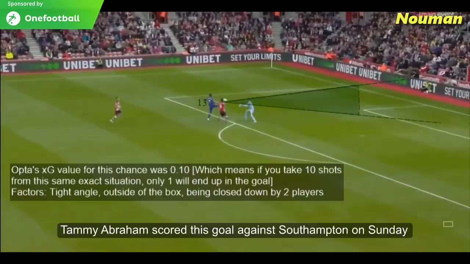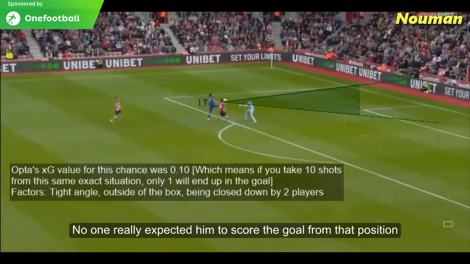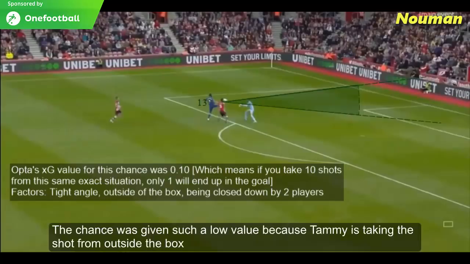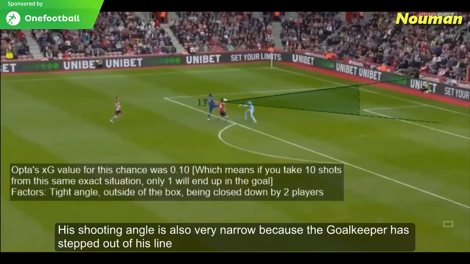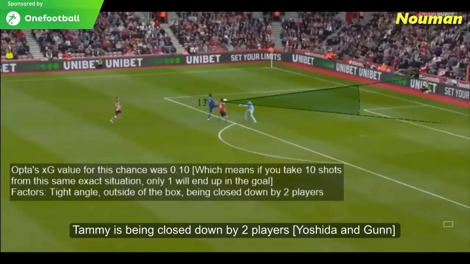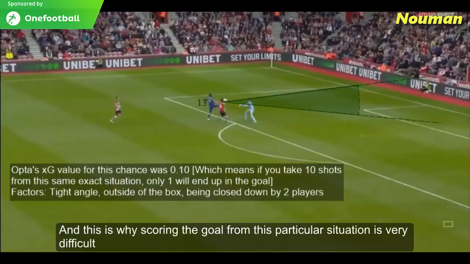Tammy Abraham scored this goal against Southampton on Sunday. No one really expected him to score the goal from that position. Opta also gave this chance an XG value of only 0.10. The chance was given such a low value because Tammy is taking the shot from outside the box. His shooting angle is also very narrow because the goalkeeper has stepped out of his line. And lastly, Tammy is being closed down by 2 players. This is why scoring the goal from this particular situation is very difficult.